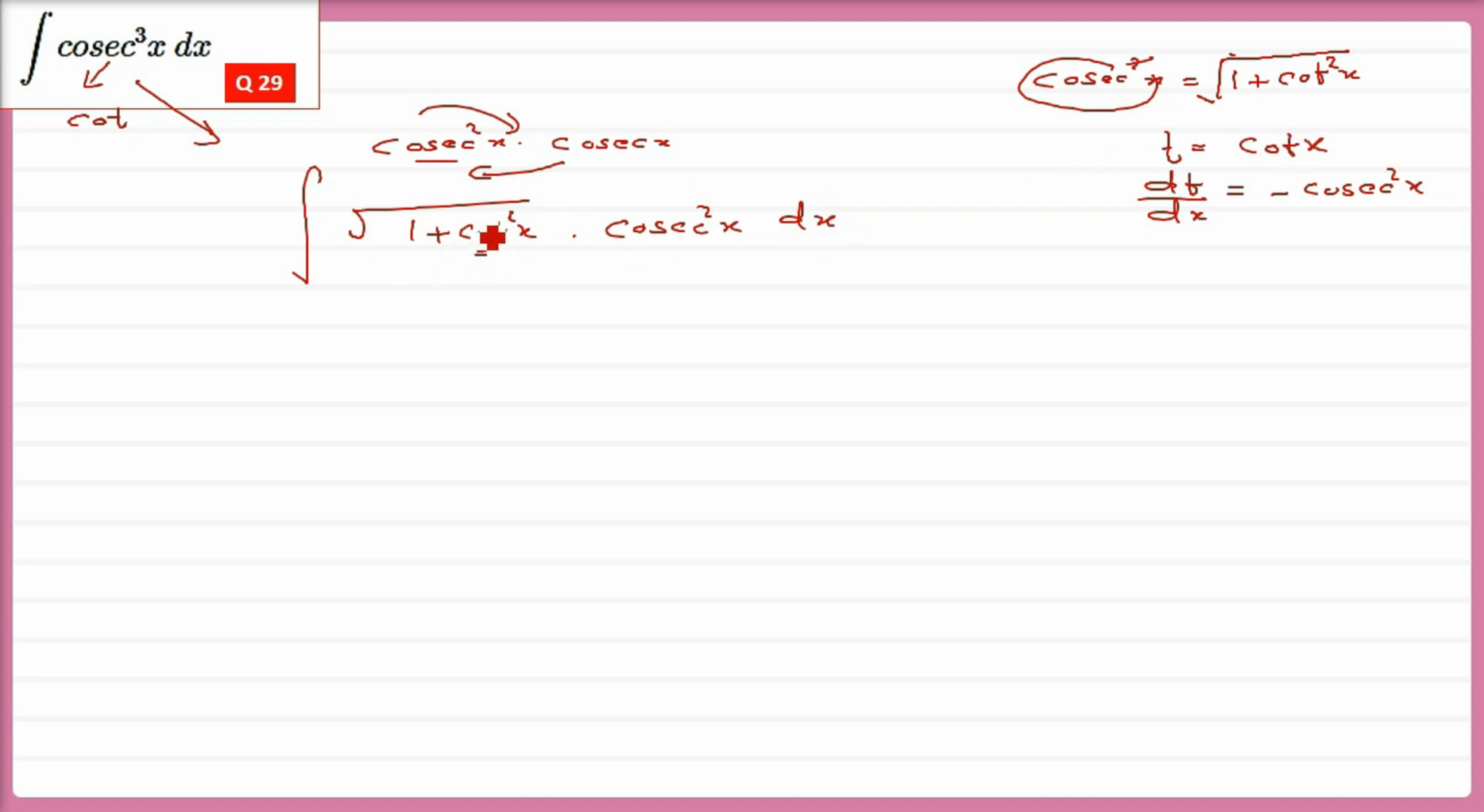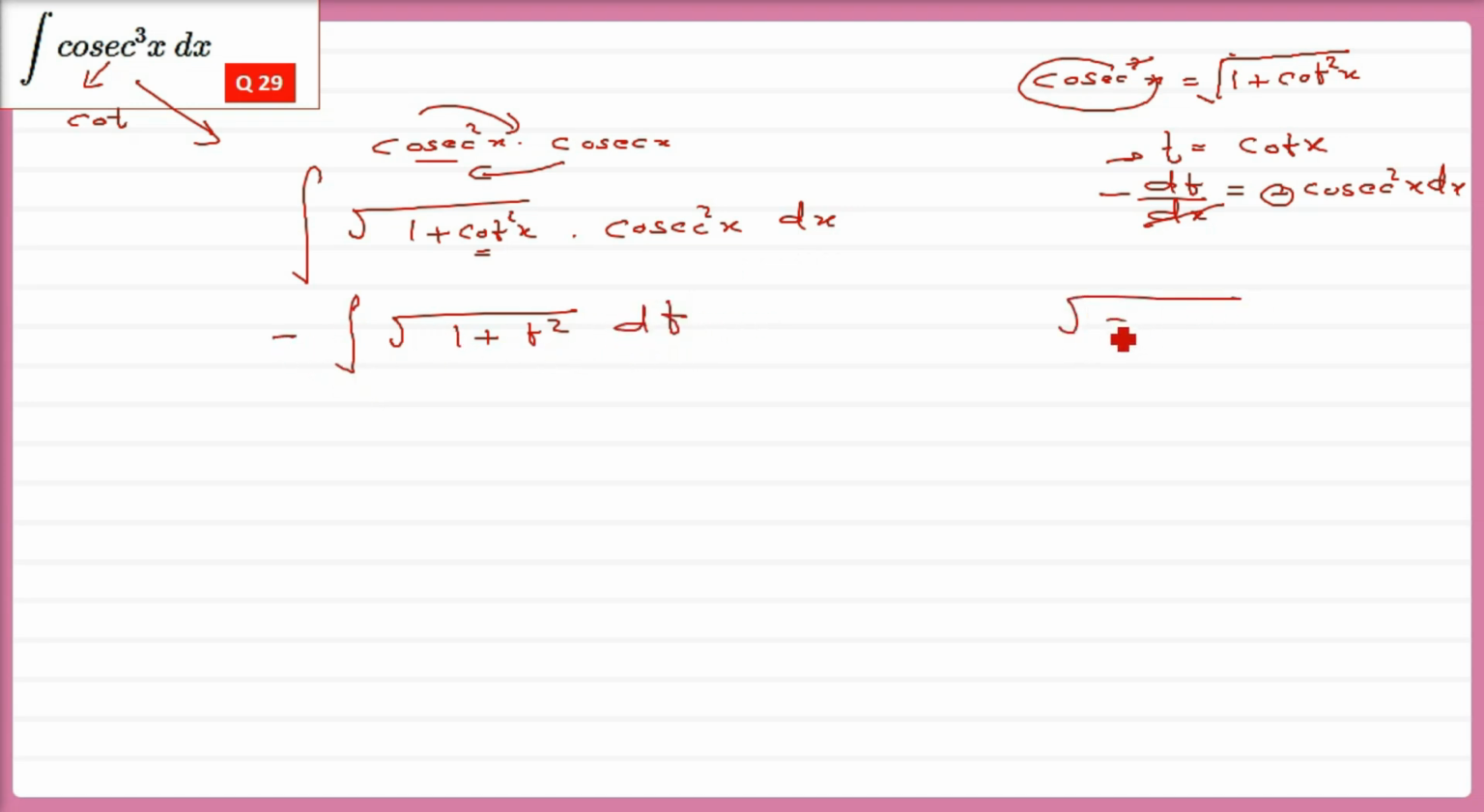Now when we take t equals cot x, we will get this cosec square x dx from the differentiation. So if we assume cot x as t, it will be under root 1 plus t square, and the differentiation of cot x with t will give you what? Cosec square x dx will be negative dt. So you can write this dt.